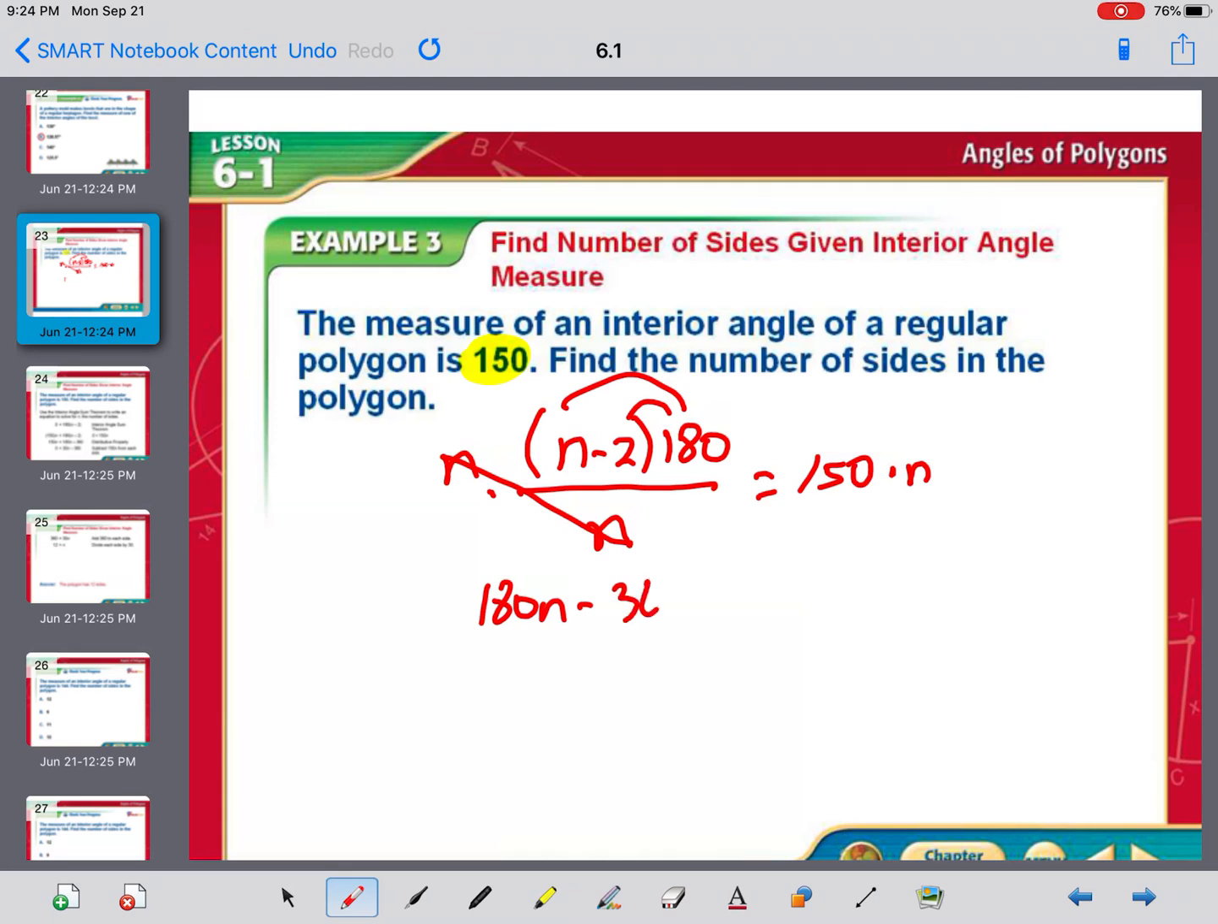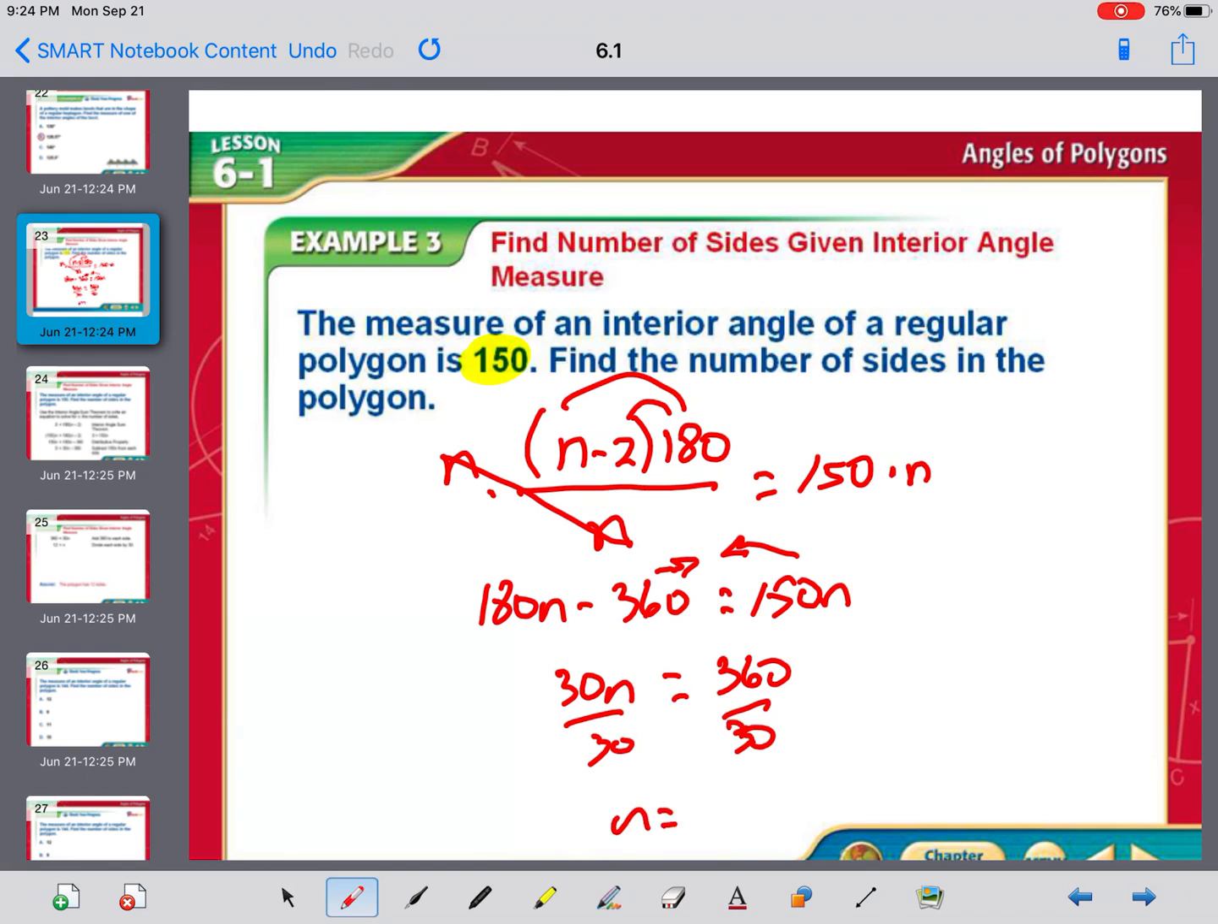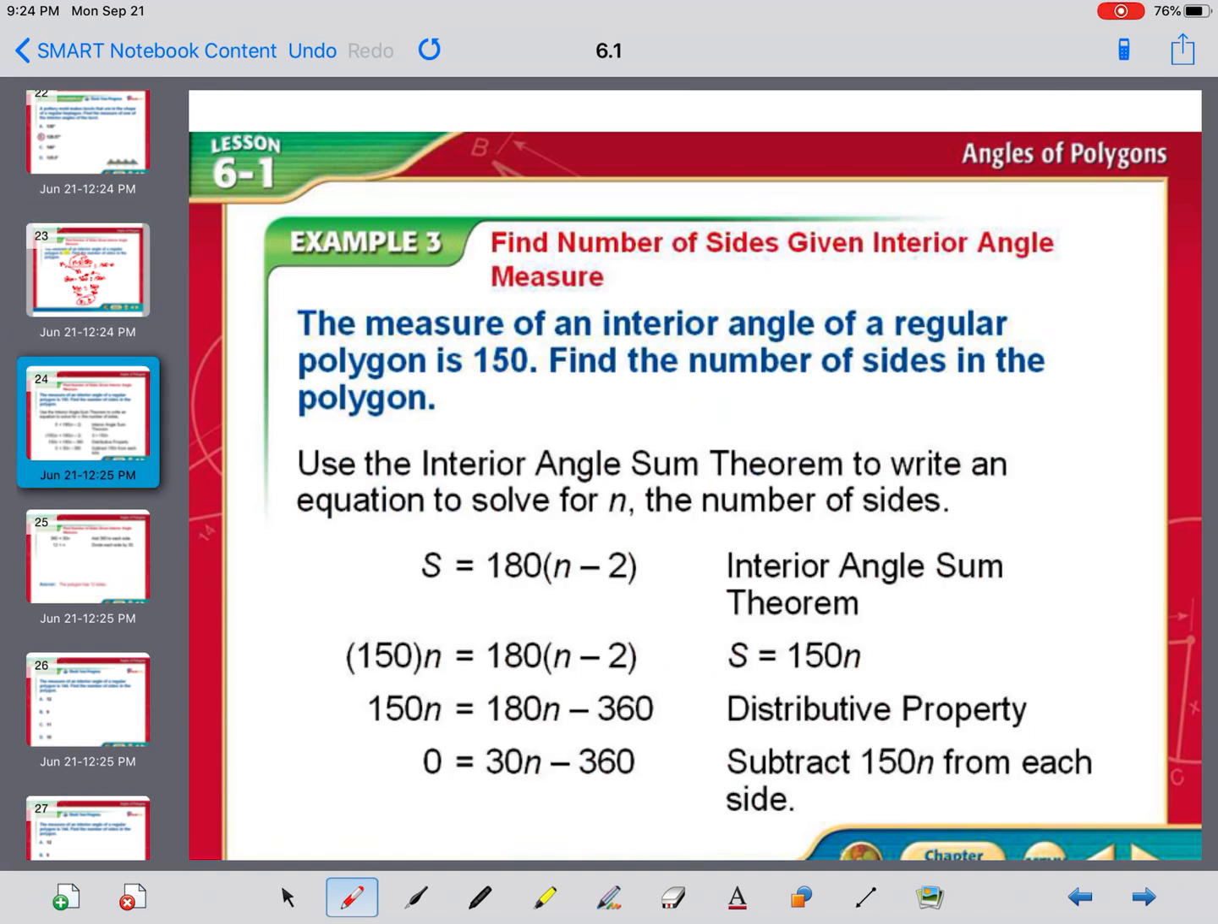I need to distribute: 180n minus 360 equals 150n. If I kick the 150n over there, it's a subtraction, so it'll be 30n. And if I kick the 360 over that way, it'll be a plus. Divide both sides by 30. Let me clean it up. N is equal to 12, which we kind of thought maybe 12 was the answer.